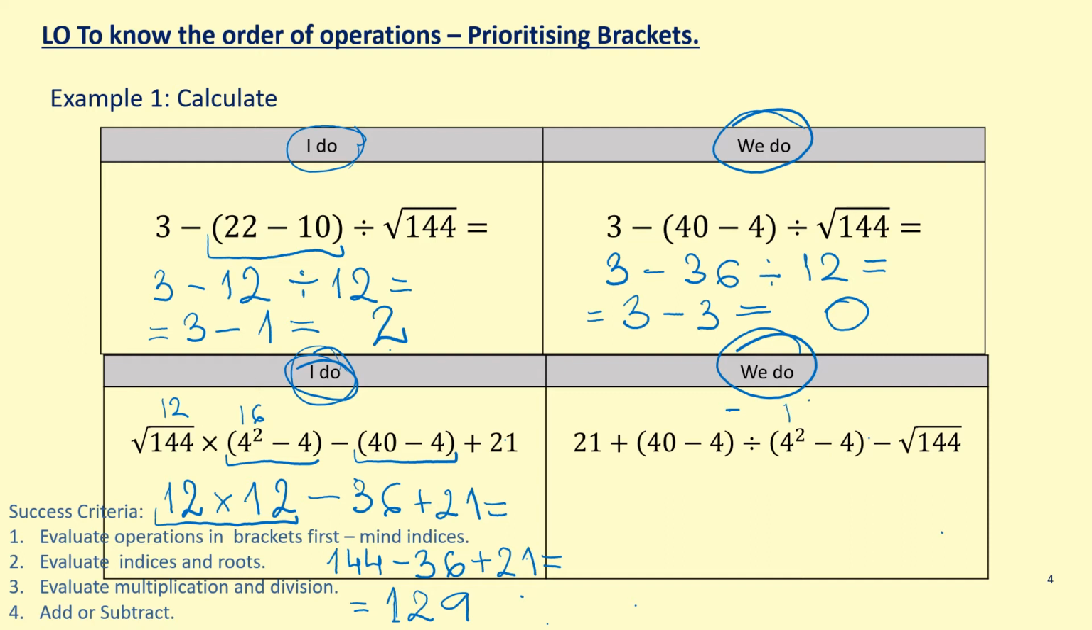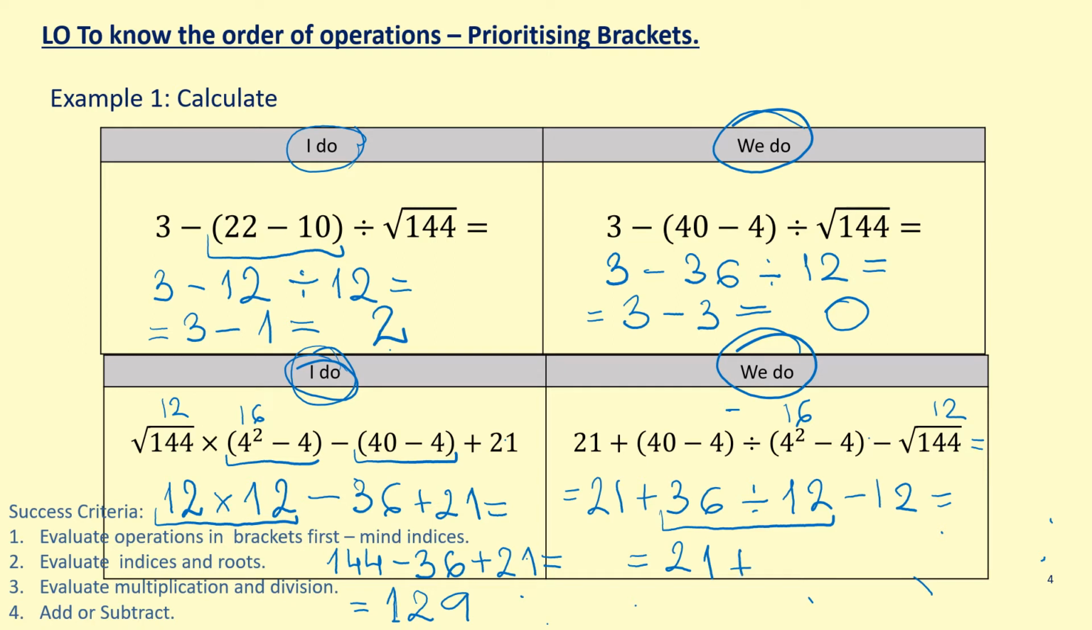So I know that this is 16 and this is 12. So now this is 21 plus 36 divided by, this is 16 take away 4 is 12, and minus 12. Now I know that division comes before addition and subtraction, so that's what I'm going to do first. So it's 21 plus, this is 36 divided by 12 is 3, take away 12.